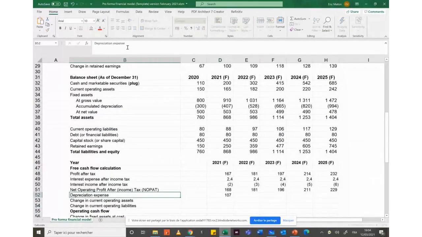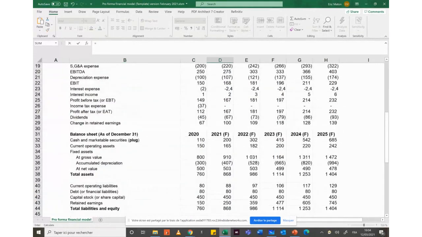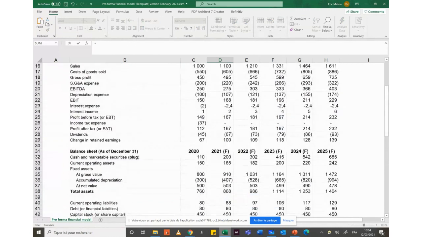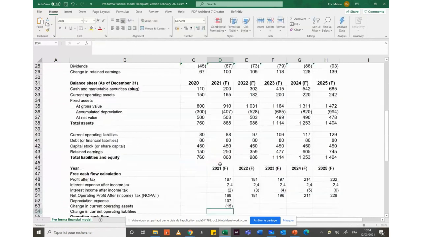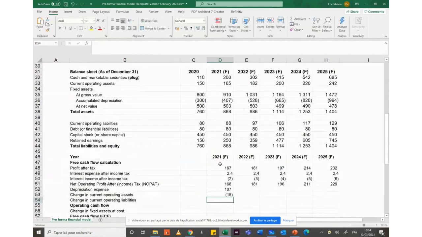I need the change in current operating assets. If I increase the current operating assets, it's a cash outflow. So I use opening minus ending. It's minus, I consume the cash when I increase. And for the current operating liabilities, it's the reverse. When I increase the current operating liabilities, I save the cash. So now I have the operating cash flow.